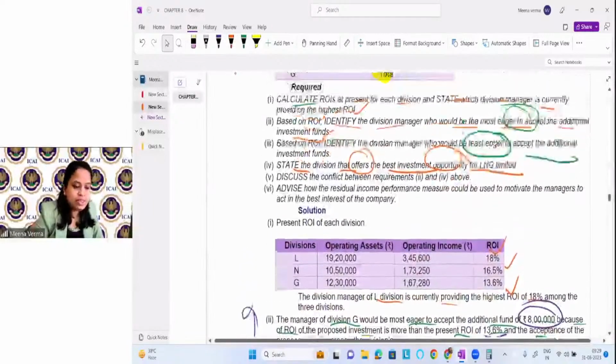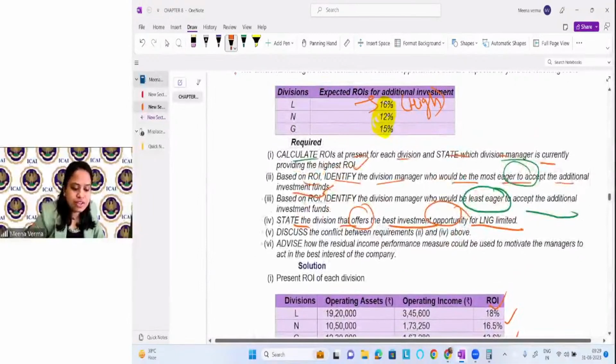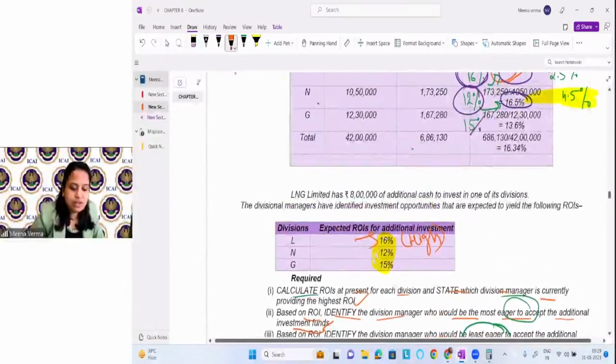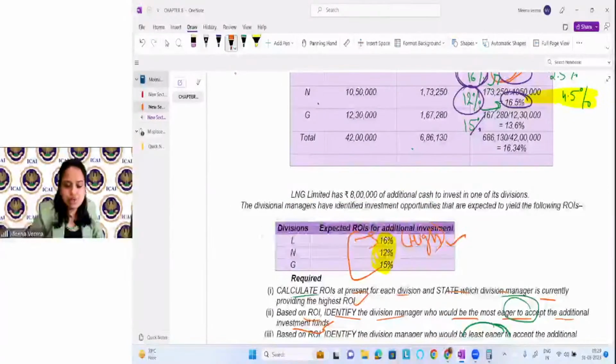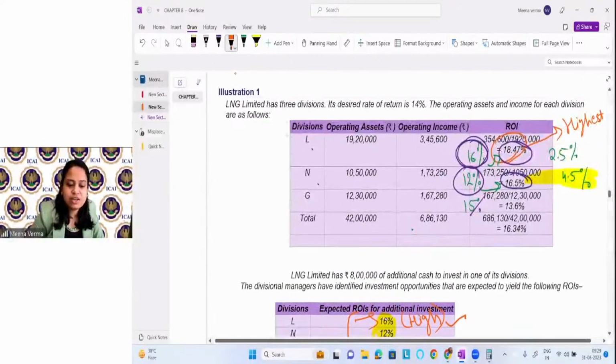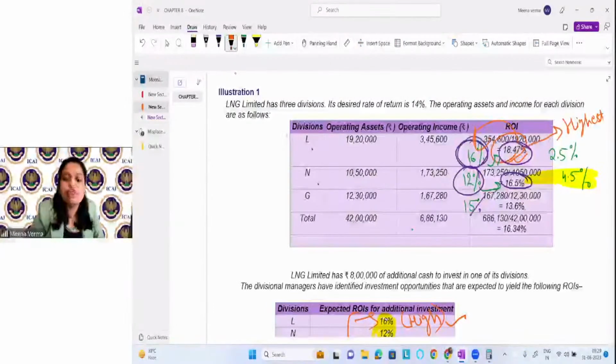Right? And then they are saying, discuss the conflict between them. Yes, look, if you will just see the return on investment, here you are saying L is the best person who will gain from it. But if you will make the comparison, right now he is already earning 18.5. Why would he want to reduce it to 16%? So there is conflict of interest, right?